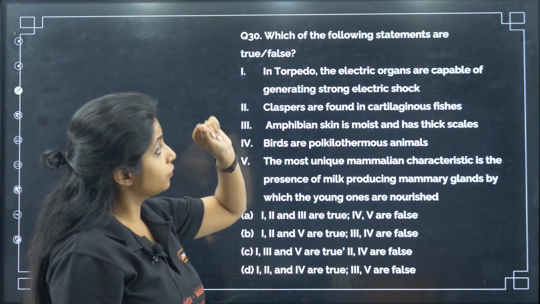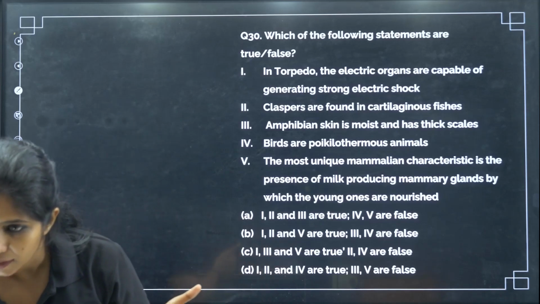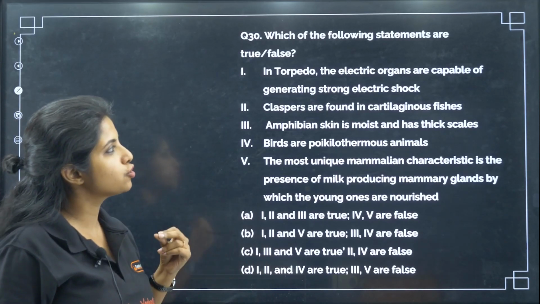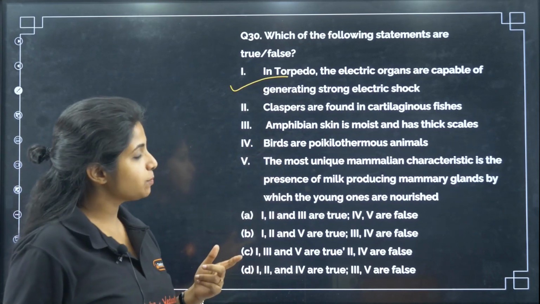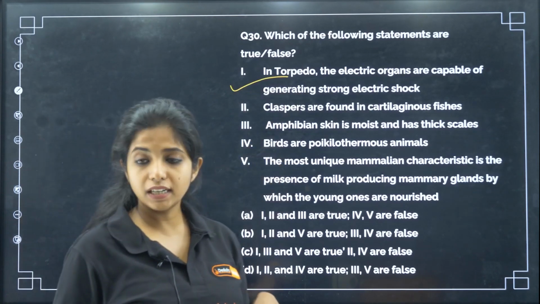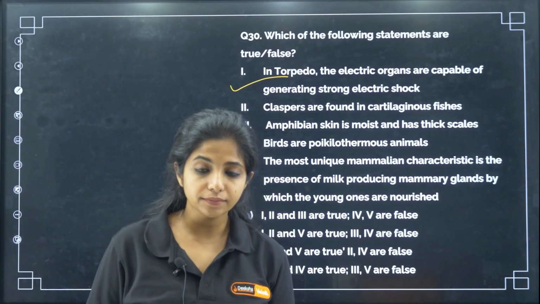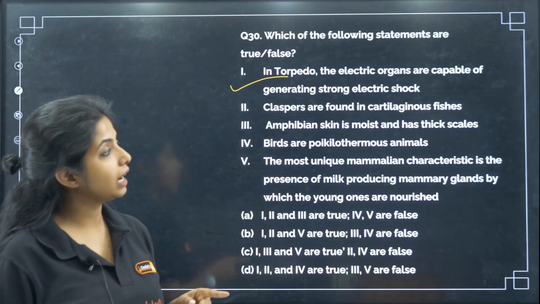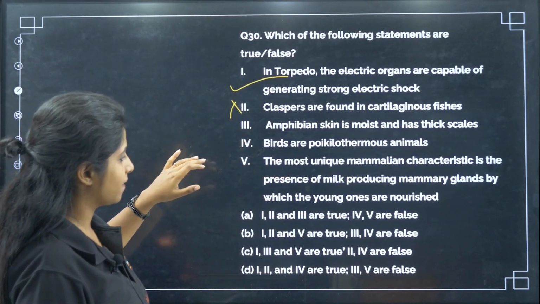Now, which of the following statements are true or false? Let's see. Just a second, okay? In torpedo, the electric organs are capable of generating strong electric shock. Yes, it is true. Claspers are found in cartilaginous fishes. No, it is found in, claspers are found in bony fishes, not cartilaginous fishes, right? So this is wrong. Is this wrong?